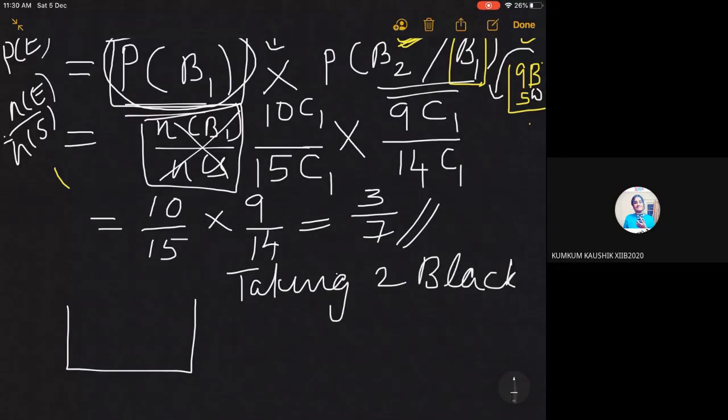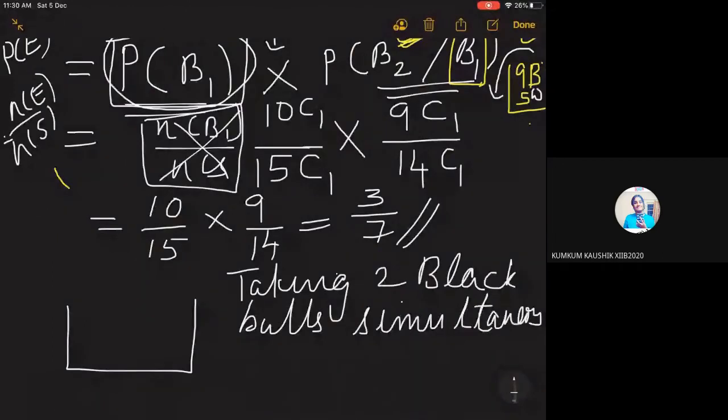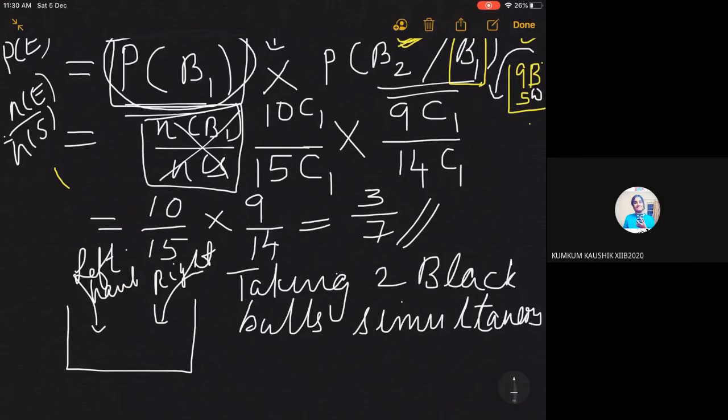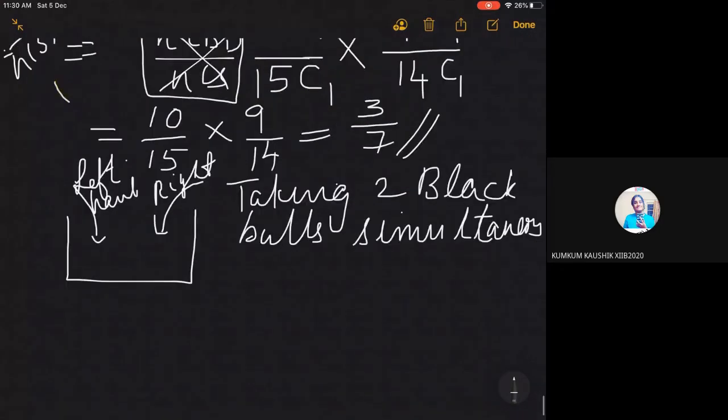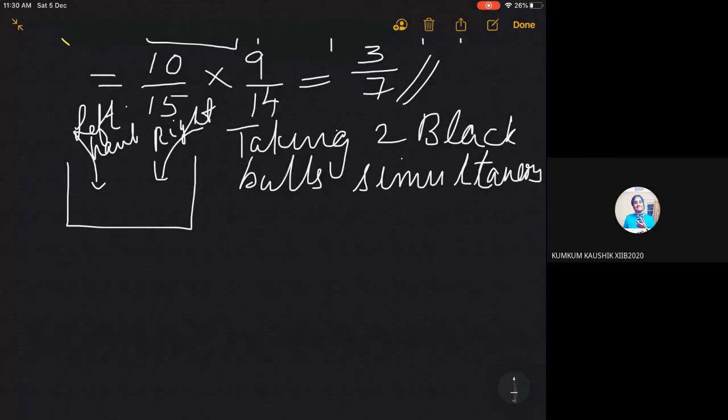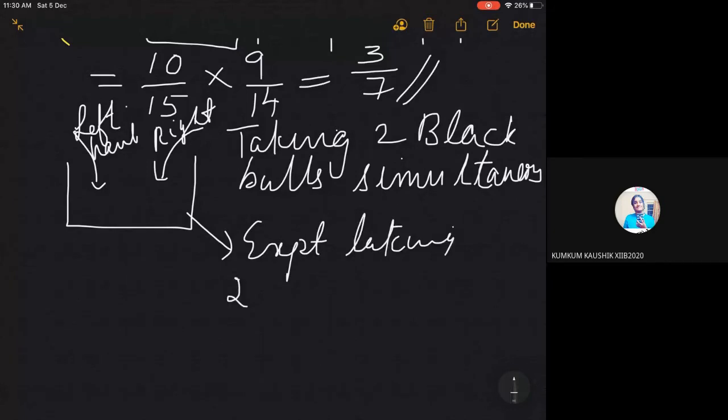Two black balls simultaneously. Means we are taking the 2 balls simultaneously. This is your right hand and this is your left hand. How do you take simultaneously? With the right hand and left hand, you take one ball each simultaneously. So now it just got another form. That is, the experiment is taking 2 balls simultaneously.